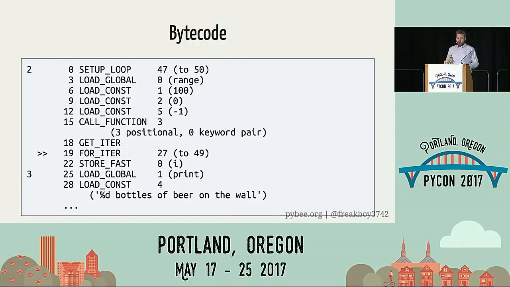Line 15, although the offset 15, is effectively the call range(100, 0, -1). That pushes the result back onto the stack, which is an iterator. So we ask for the evaluation of that iterator, and then start the actual for loop, and so on and so on. Okay, so what can we do with that?